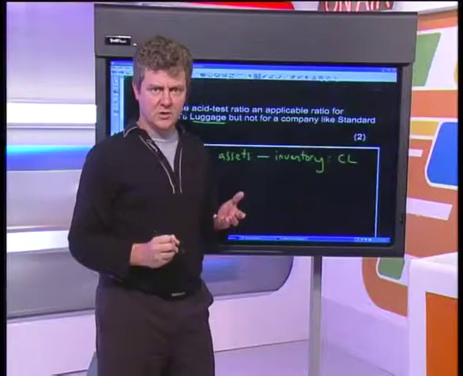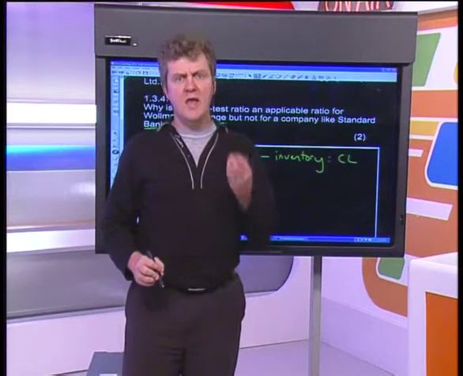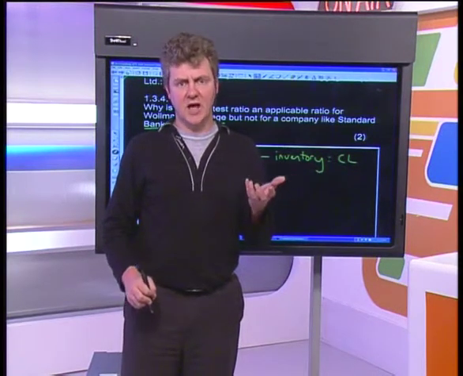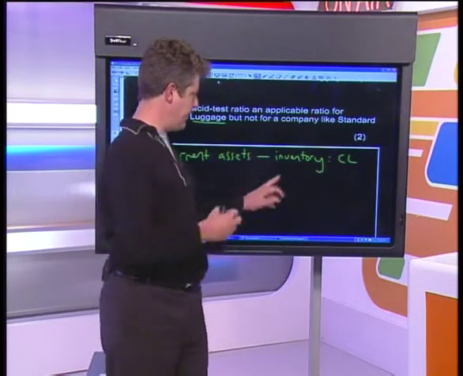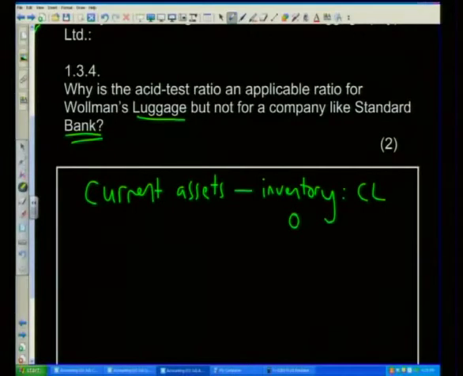But what you should be able to see is that a business like Standard Bank has got no inventory because it doesn't actually sell anything. All it does is provide us with financial services. So if we had to subtract the inventory of Standard Bank, we would actually end up subtracting 0 because Standard Bank doesn't keep inventory.